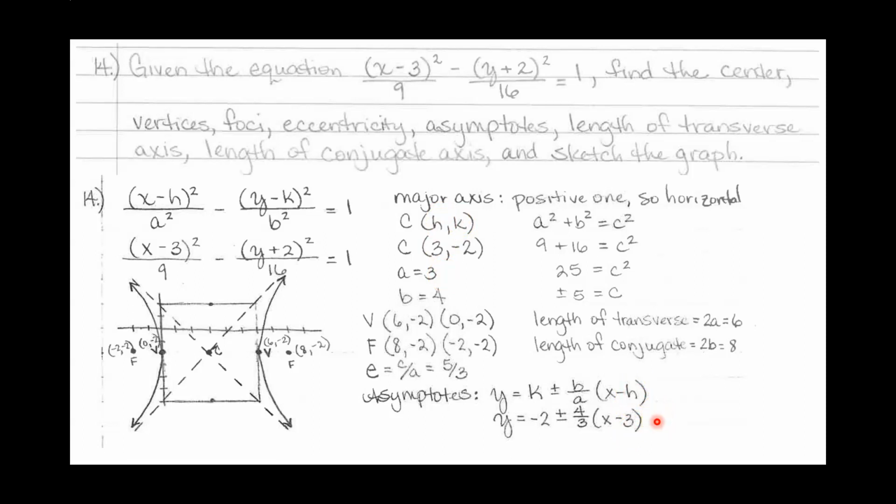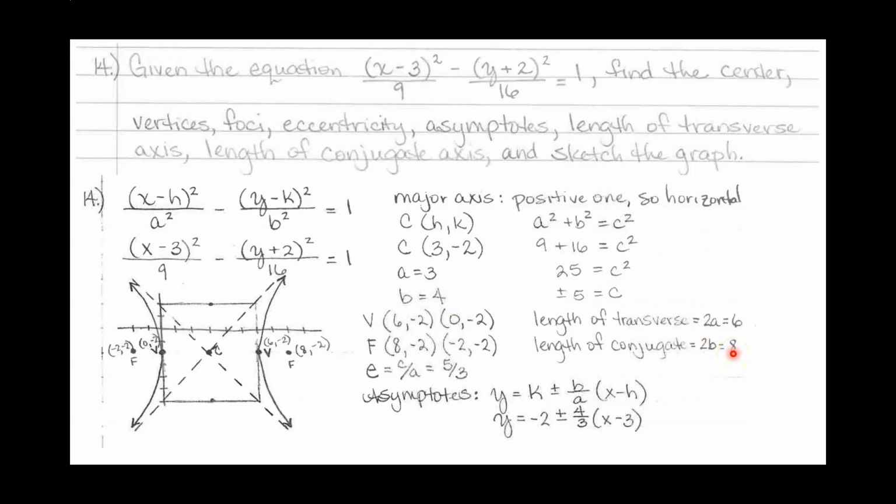All right, then they ask us for the length of the transverse axis. The length of the transverse axis is the major axis, so the length of the transverse axis is going to be 2a. And so if a was 3, then 2 times 3 is going to give us 6. All right, the length of the conjugate axis is the minor axis, and so the conjugate axis is 2b long, and if b is 4, then we can say 2 times 4 is 8.